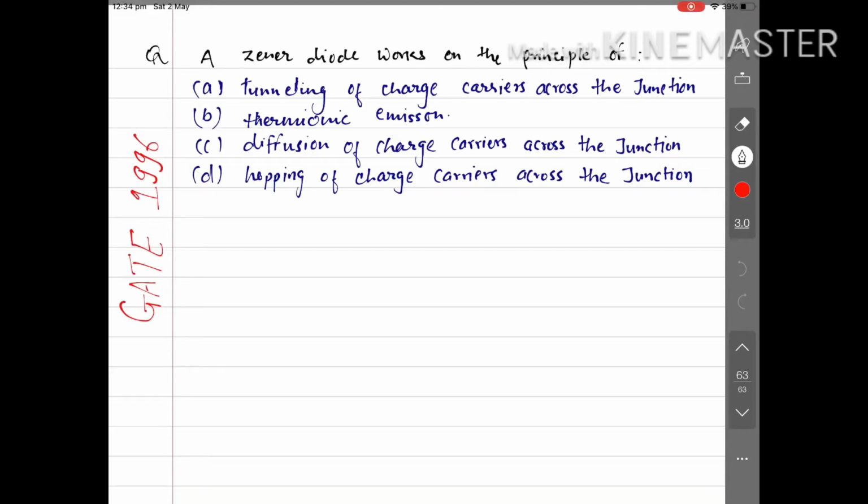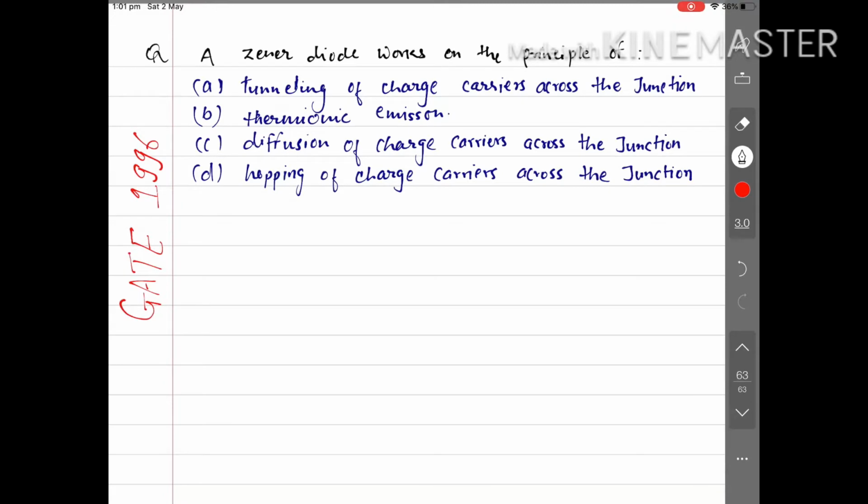Hello friends, so today in this video we are going to solve one question which was asked in GATE 1996. The question is, a Zener diode works on the principle of, and the options are: A, tunneling of charge carrier across the junction; B, thermionic emission; C, diffusion of charge carrier across the junction; and D, hopping of charge carrier across the junction.